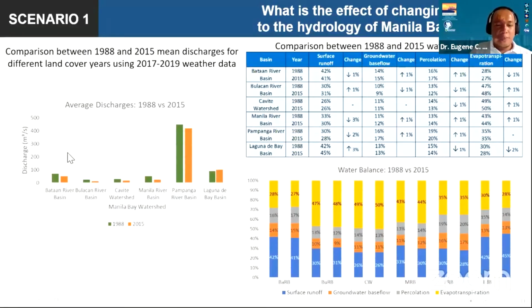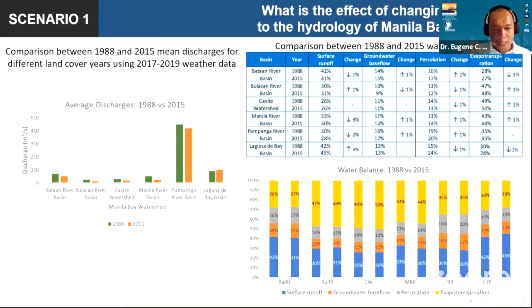So this can be seen further, or in more detail here, where depending on the basin, a comparison between the 1988 and 2015 condition shows that for Pampanga River Basin, there's a decrease in surface runoff, but for Laguna de Bay Basin, there is a corresponding increase. Again, that has something to do with the landscape.